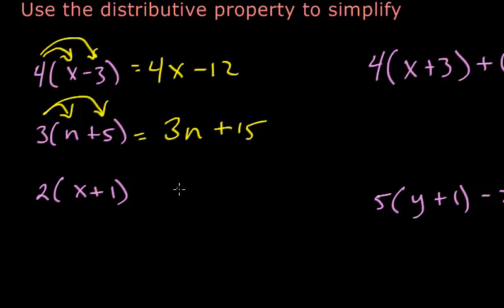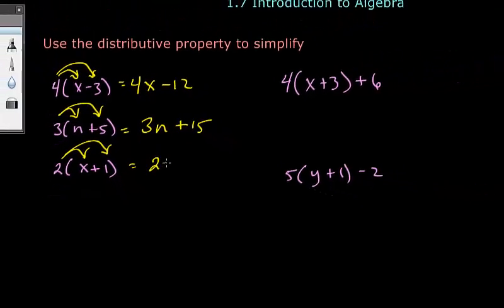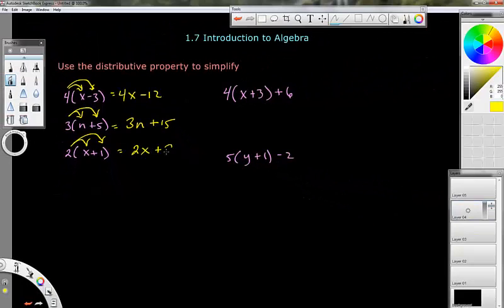All right, you can pause it now if you want and try to do the rest of these, or you can just continue watching or rewind it and pause it, or whatever you like. This would be 2x plus 2, 2 times each one. But for these, this plus 6 and this minus 2 will be resolved after the distributive property takes place here.